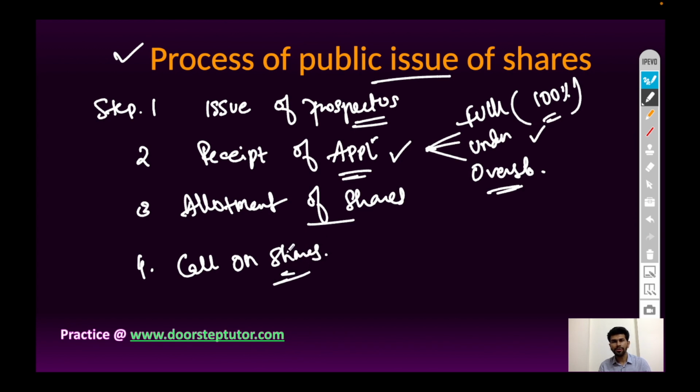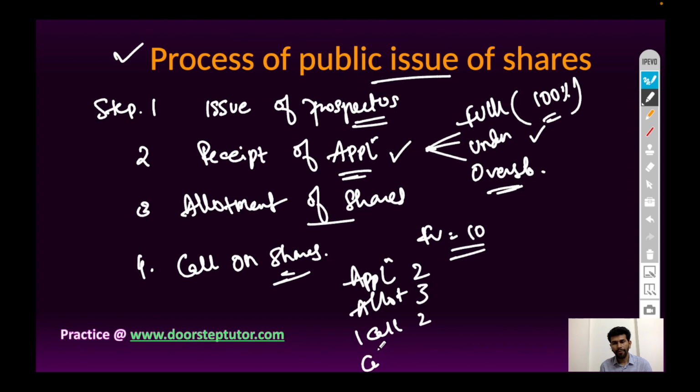Company will ask to provide further money, as the face value is not demanded in lump sum at the time of application, allotment, first call and final call. This is how the company gets call money. So there are four stages of public issue.